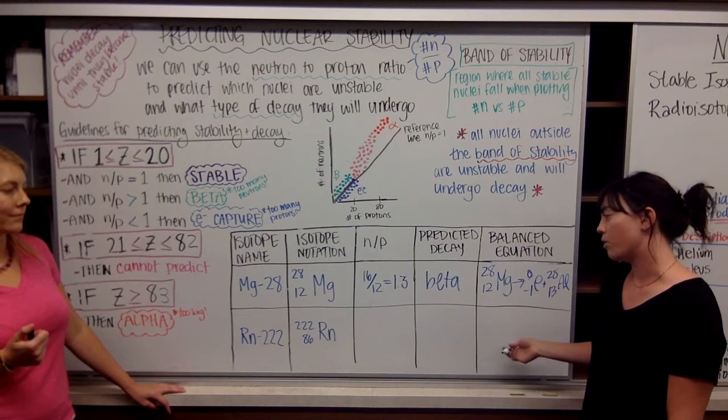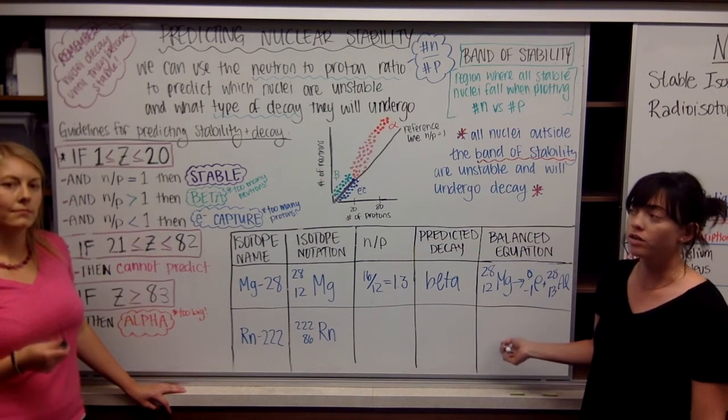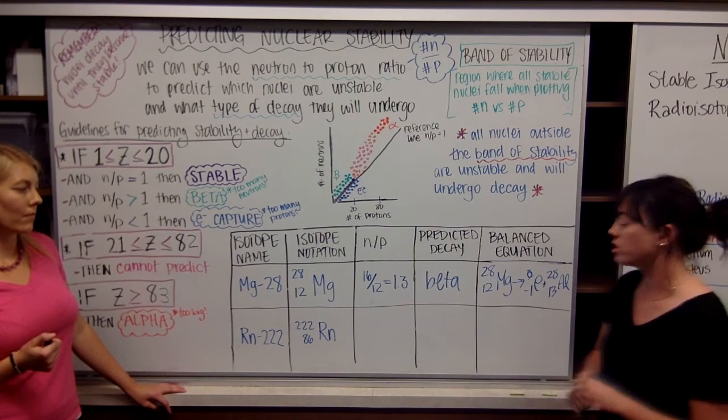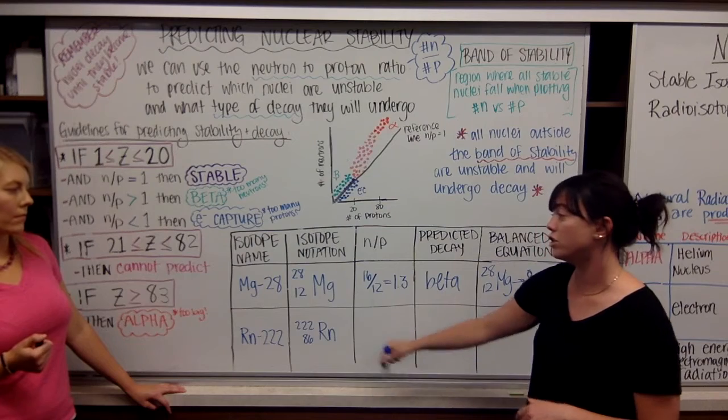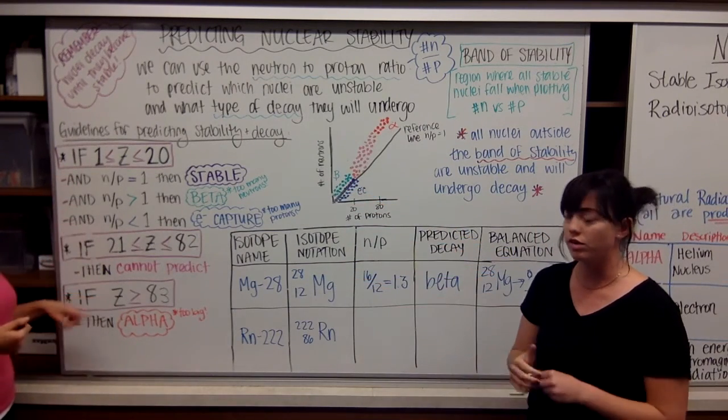We'll do this example in class together. We suggest that you go ahead and try it right now on your own, and then we'll do it when we get to class and give you the answer. But all you have to do is calculate that neutron to proton ratio and think if we're in between 1 and 20 or we're greater than 83.